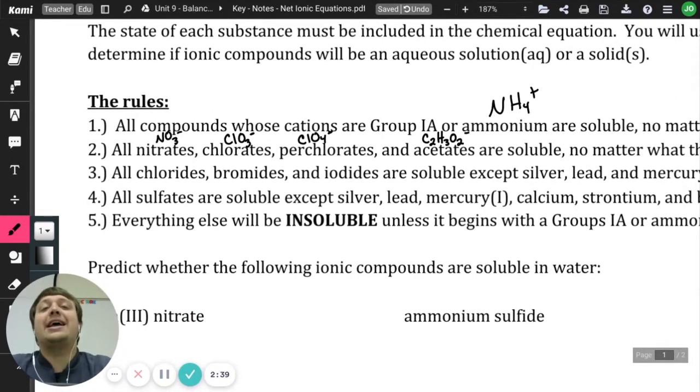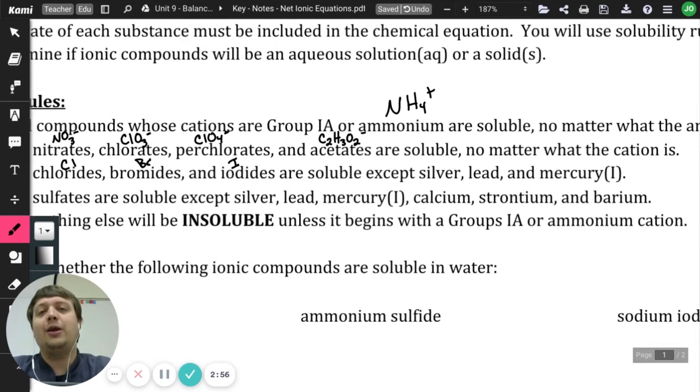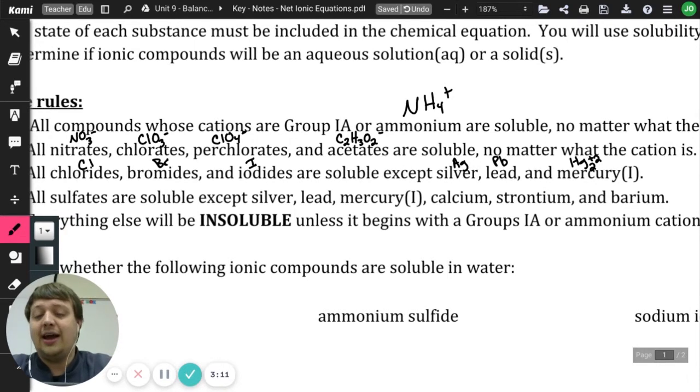Rule number 3 says if I've got a chloride, bromide, or iodide. So chlorides would just be something bonded with chlorine, bromide would be something with bromine, and iodide would be something with iodine. They are soluble unless they are paired with silver, lead, or mercury 1. So silver is Ag, lead is Pb, and mercury 1 would be Hg2 with a +2 charge. As long as chlorides, bromides, and iodides are not paired with silver, lead, and mercury, they are soluble.